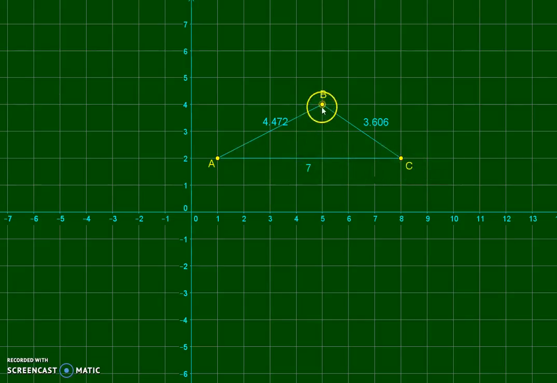So what happens if it isn't? Notice how when I pull these down, these numbers are getting closer and closer to 4 and 3. And when I get really, really close, you can see that these numbers are almost exactly 4 and 3. And so when B is on AC, AB is 4, BC is 3, and AC is 7.